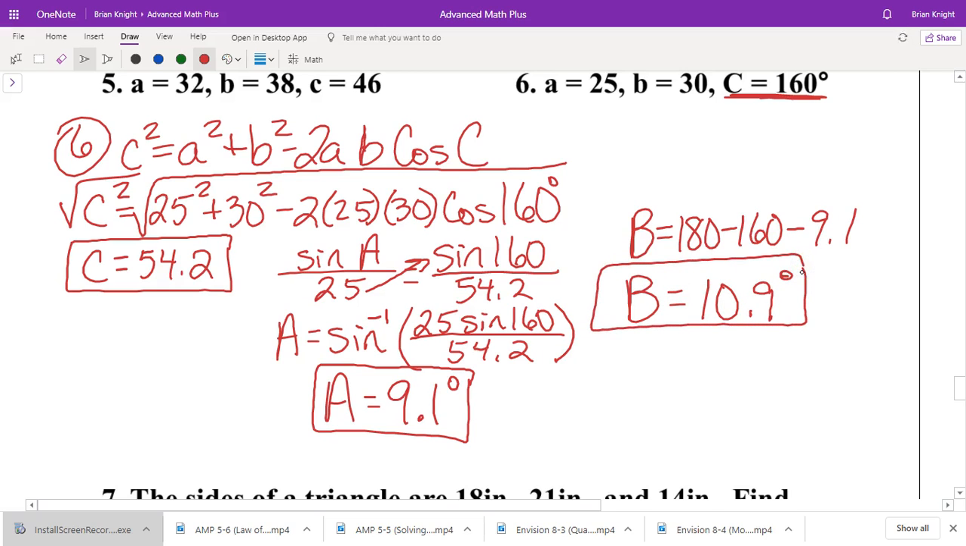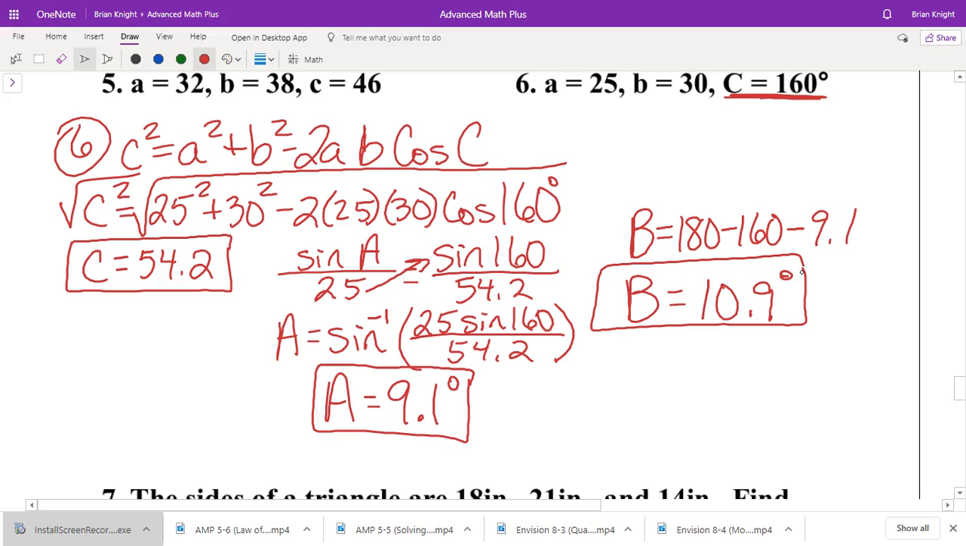Should get 10.9. I like it a lot better whenever they give us two sides of the angle. It's a lot easier. When you have options, you have a lot of work. When they don't give you any options, that's not much work, really, compared to other things we've done. Okay.